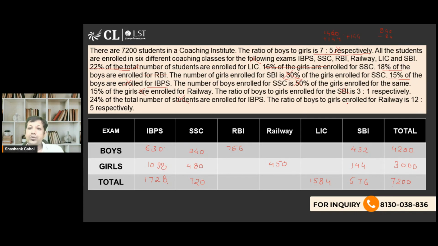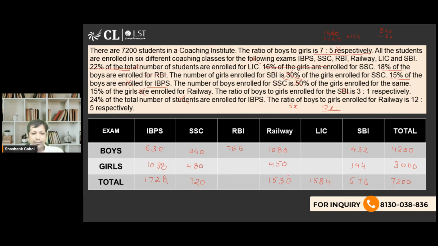The ratio of boys to girls enrolled for railways is 12:5. So girls are 5x and boys are 12x for railways. So girls are 5x, and 5x is equal to what? 450. So x comes out to be 90. So 12 into 90 is going to be 1080. So this value comes out to be 1530.